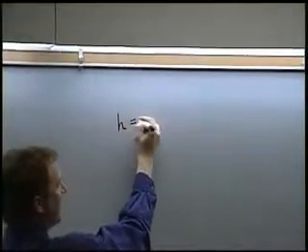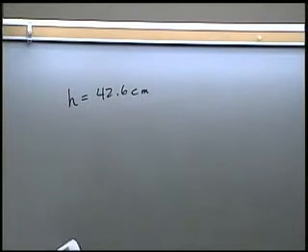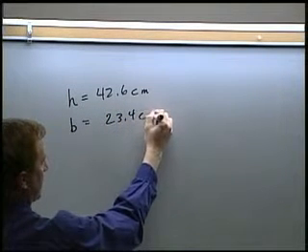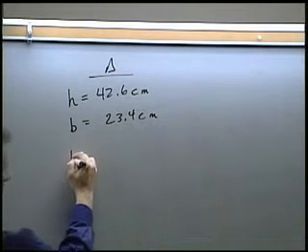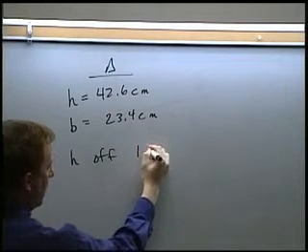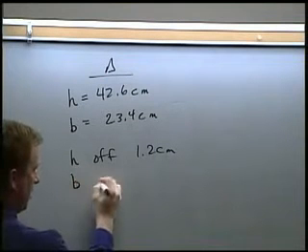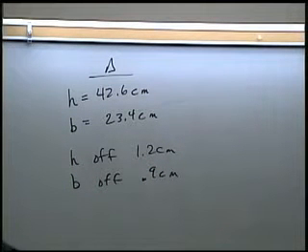All right, it says that the height of a triangle is measured as 42.6, and the base is measured as 23.4. Okay, so we've got a triangle. It says the measurement of the height can be off by as much as 1.2. So the height could be off by 1.2 centimeters, and the base could be off by no more than 0.9. And the question is, estimate the maximum possible error in the area of the triangle.